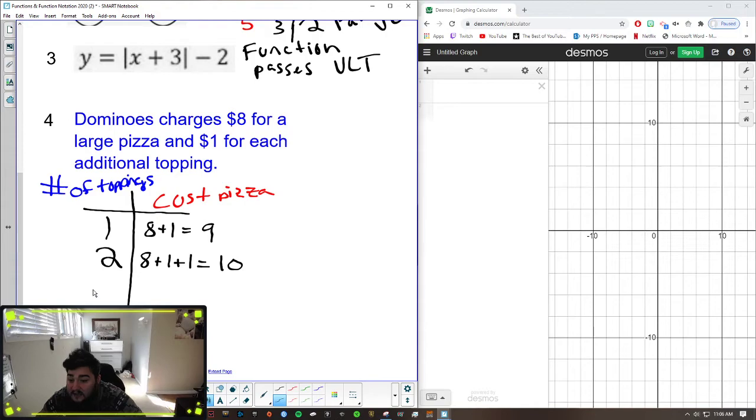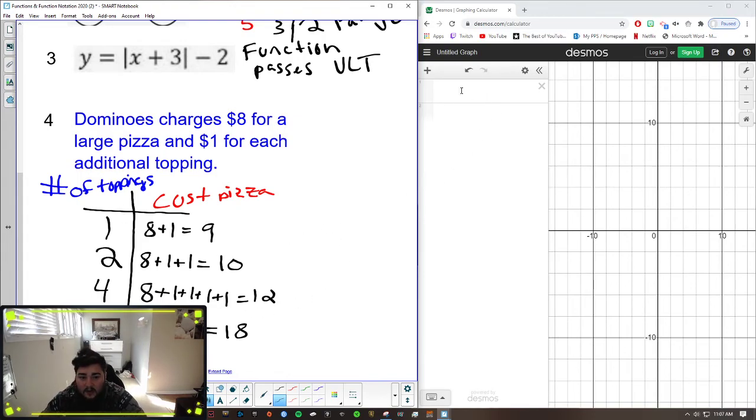If I got 4 toppings, it would be 8 plus 1 plus 1 plus 1 plus 1, $1 for each topping, which would be 8, 9, 10, 11, $12. Okay, if I got 10 toppings, it would cost $8 plus $1 per topping, 10, $18. That's a lot of toppings.